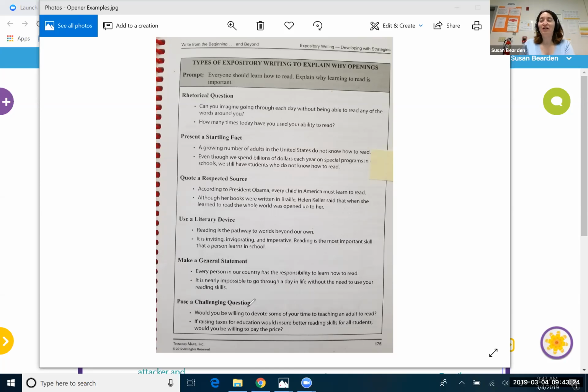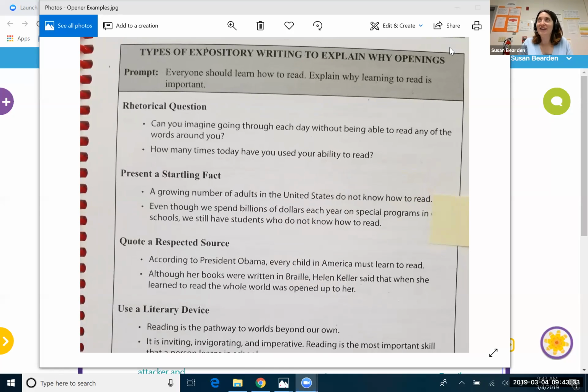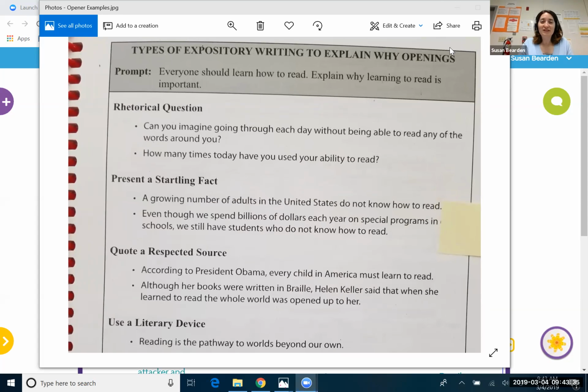So let's take a look at our first strategy. I'm going to see if I can make this a little bit bigger. Bear with me, guys, just a few moments. I am trying here. There we go. Okay. That's a little bit easier to read, huh?